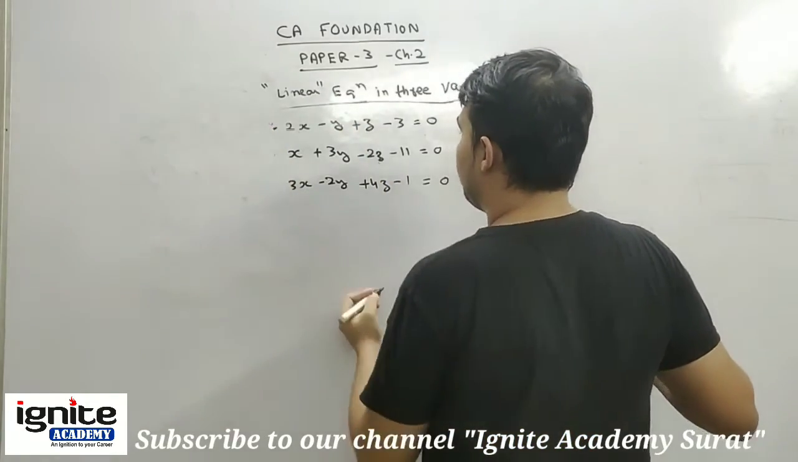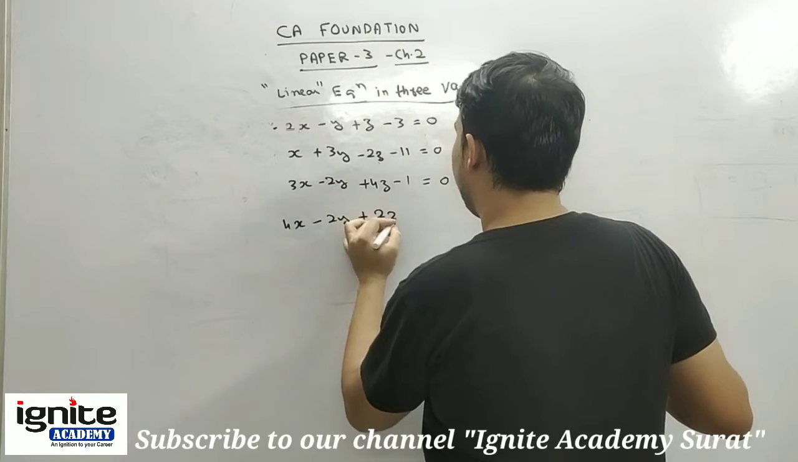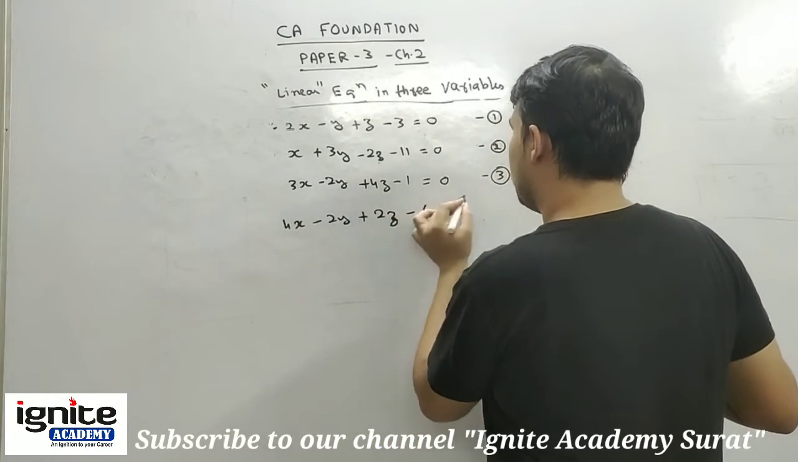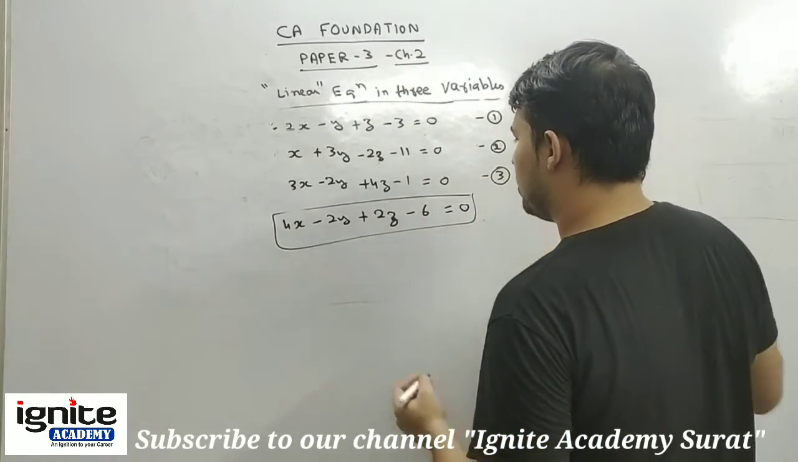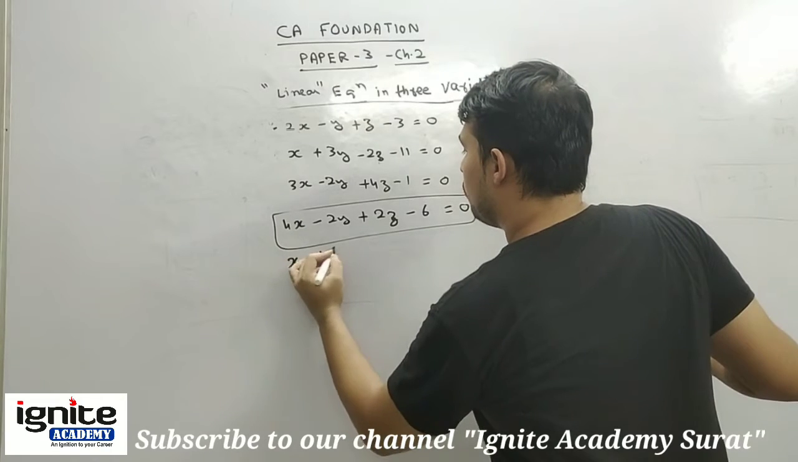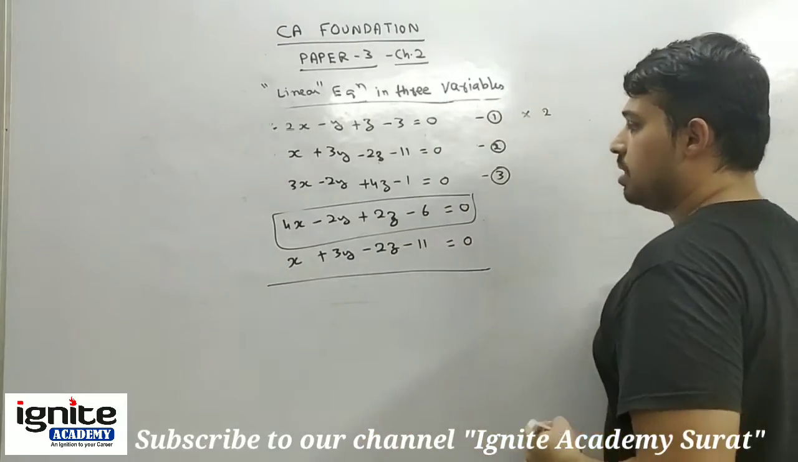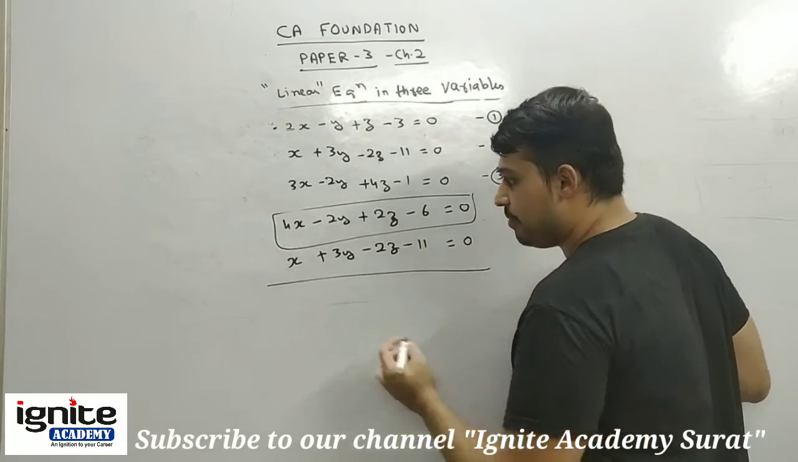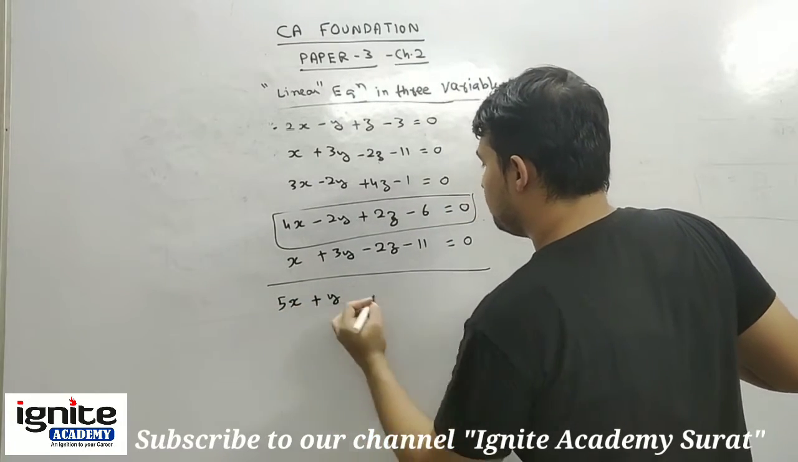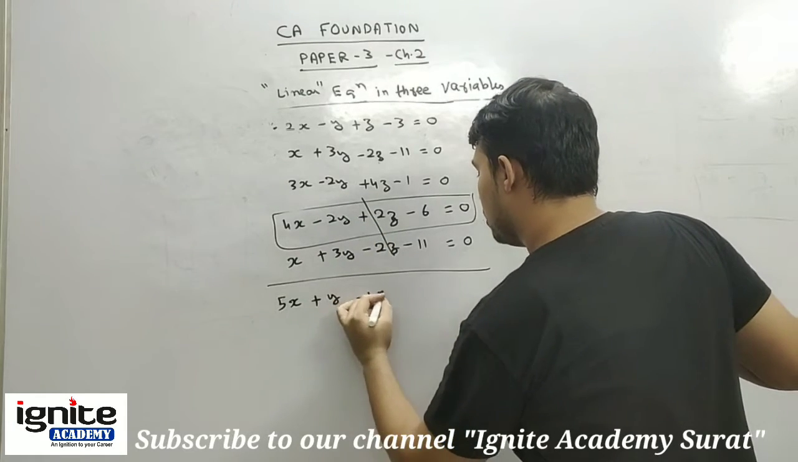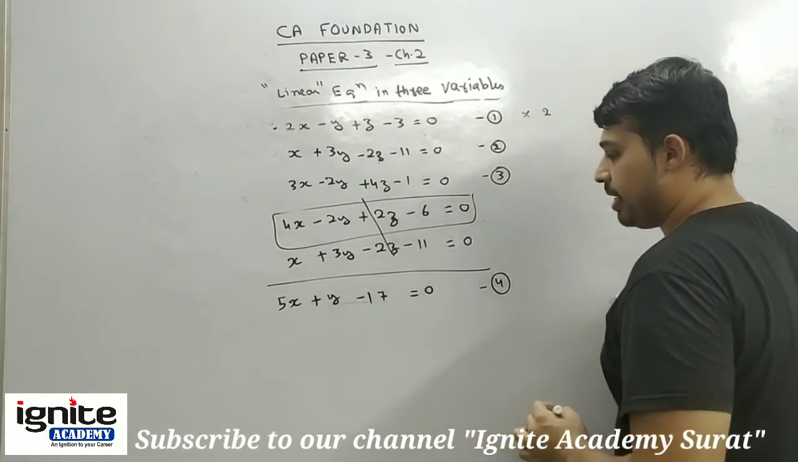So this equation, after getting multiplied by 2, will become 4x minus 2y plus 2z minus 6 equal to 0. This is equation number 4. Or let it be, even if you don't name the equation, it is okay. Equation 2 was like this. Done? Now we can simply add both these equations as we did yesterday. 5x plus y, z will be cancelled, minus 17 equal to 0. This is equation number 4.